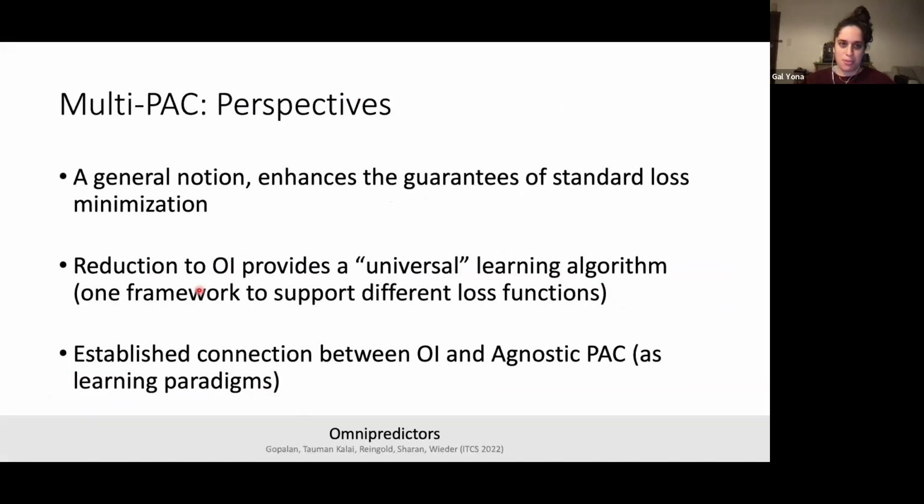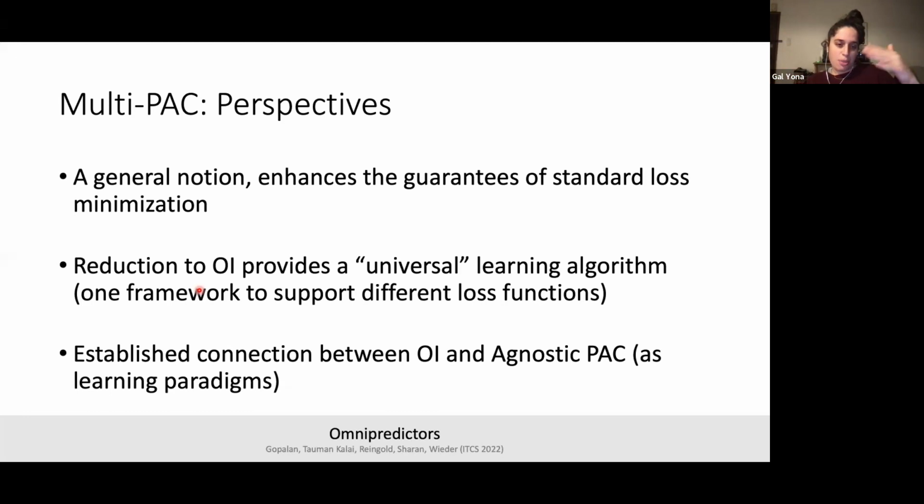Okay, good. So just to summarize this multi-pack thing, first of all, I think it's a very general and appealing notion that really enhances the guarantees of what machine learning people do on a daily basis, which is this regular loss minimization. The reduction to OI in some sense gives a universal learning algorithm. Whatever loss you want to use, there's a single algorithm. The only thing that differs is the construction of the distinguishers, which also have some dependence on the specific loss function that you care about, by definition.